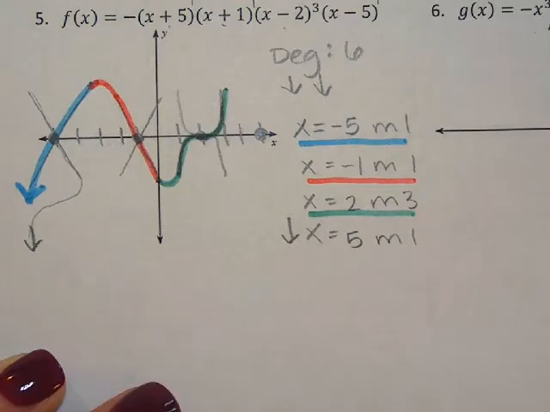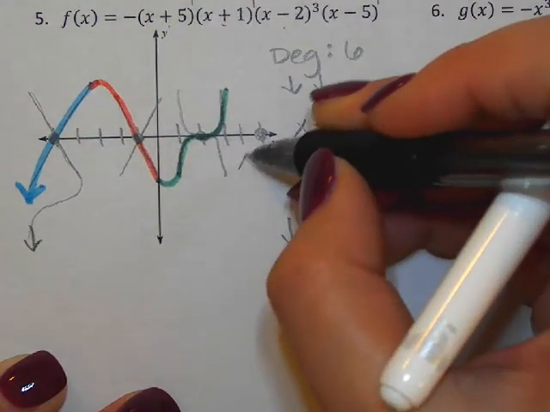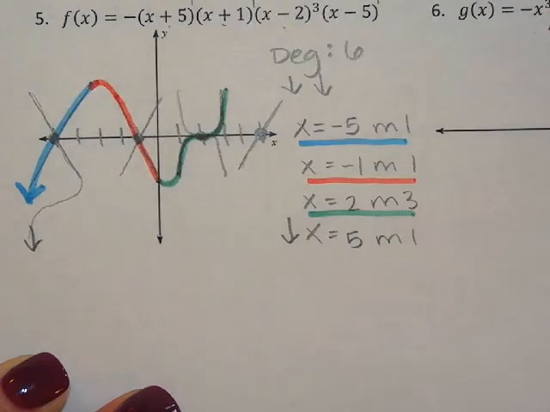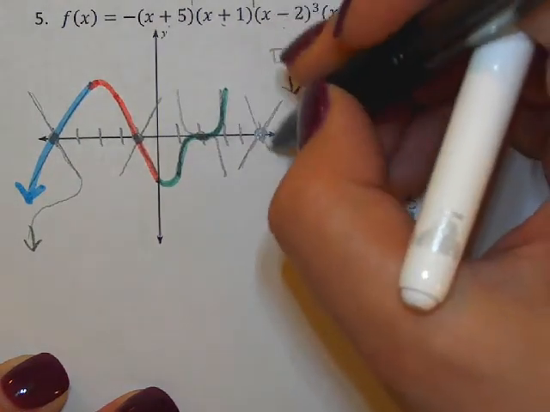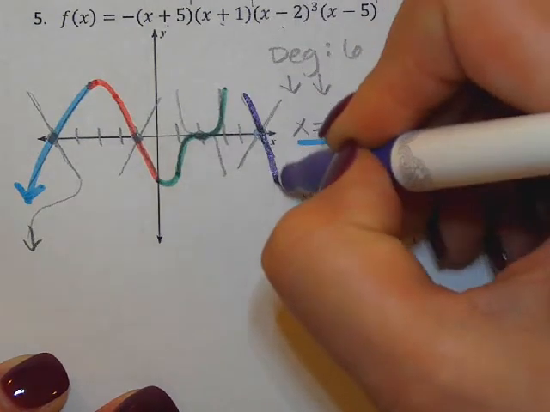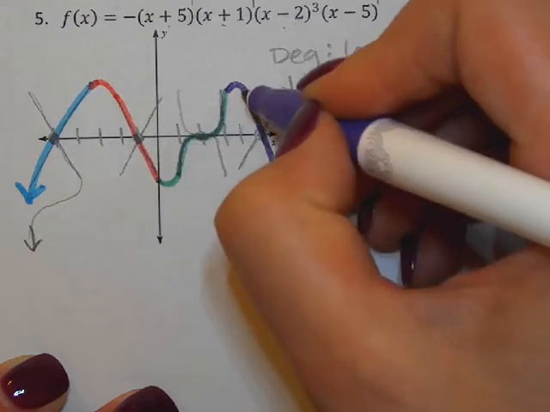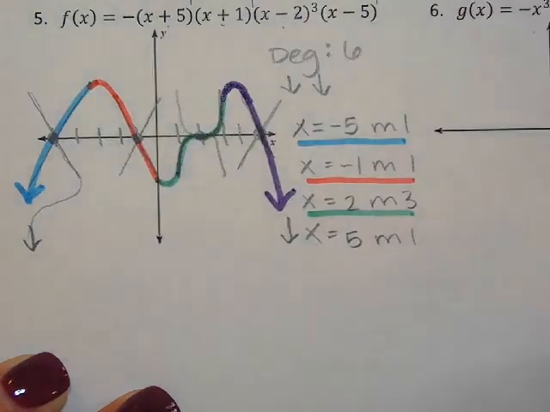Okay, and then last, we have a multiplicity of 1. So should we go straight through like this, or straight through like this? Second one? So straight through, arrow goes down, and we connect with a smooth curve.